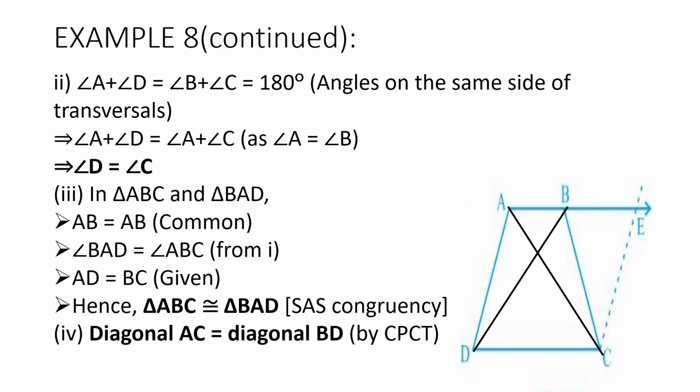From the first part, we have shown that angle BAD and angle ABC are equal, correct? Now also AD equal to BC is given to us. So by SAS congruency, triangle ABC and triangle BAD are congruent. And by CPCT, the diagonals AC and BD will be equal.